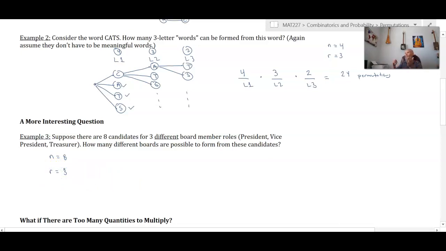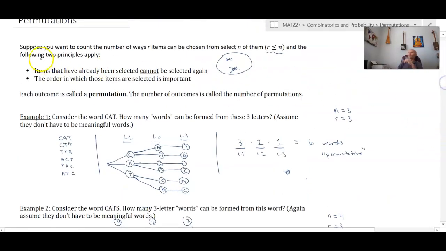And our criteria is again satisfied because we can't have one board member or 2 different positions be filled by one board member. So it just doesn't work that way. We can't have Jane be president and vice president, and we certainly can't have one person take on 3 different roles. So yes, certainly, items that have already been selected, so people that have been chosen, cannot be selected for another position. And the order in which they're selected is important.